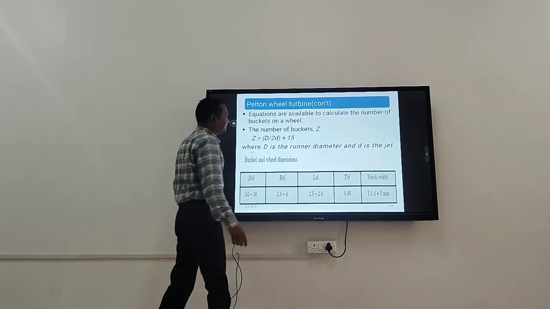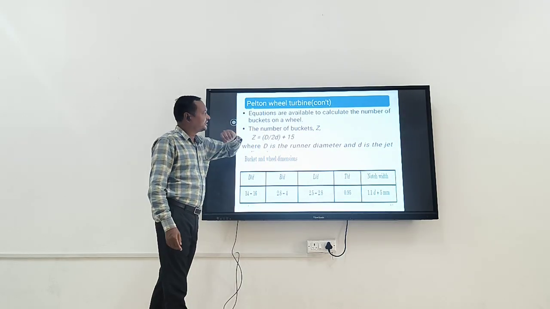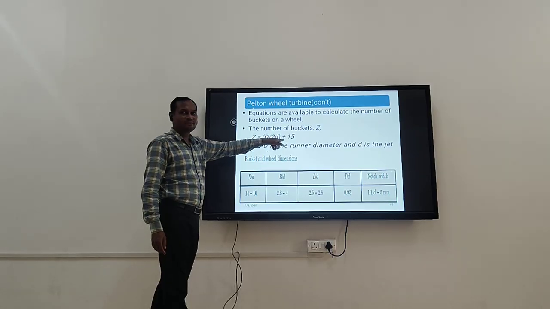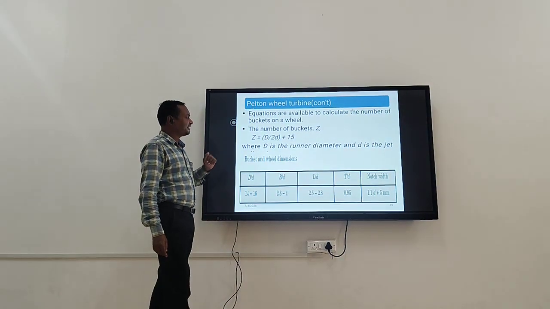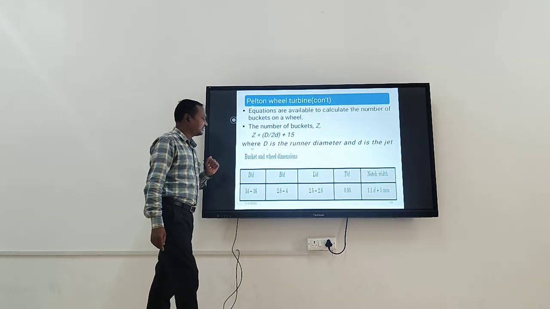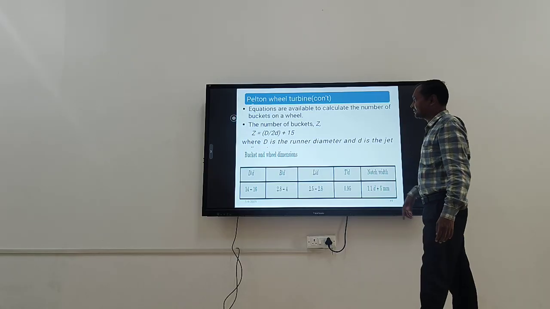So how to calculate the number of buckets on a wheel? The number of buckets is defined as Z. Z is equal to D divided by 2d plus 50. What is capital D? Capital D is your runner diameter and small d is your jet diameter. These are the dimensions which are given but not necessary for you.